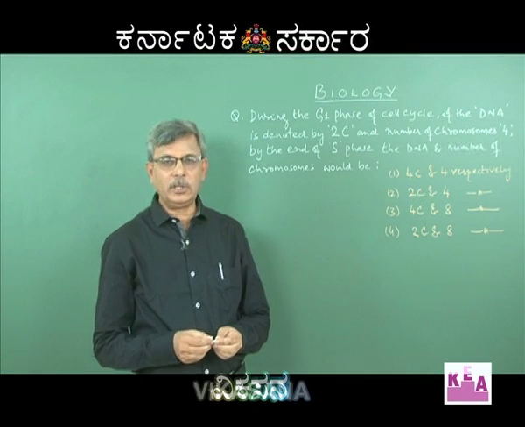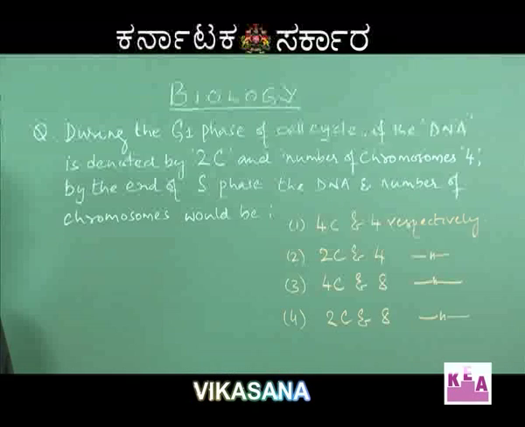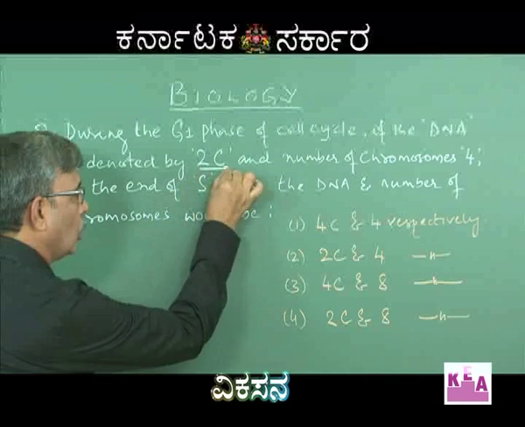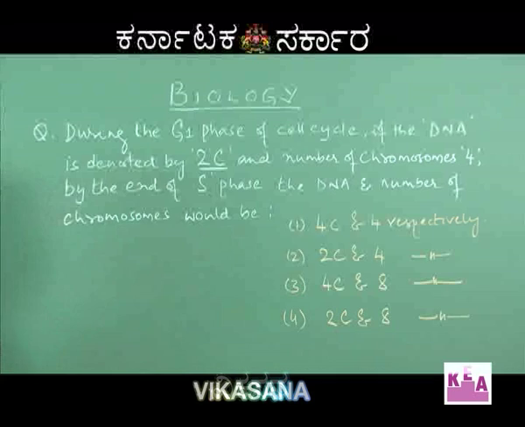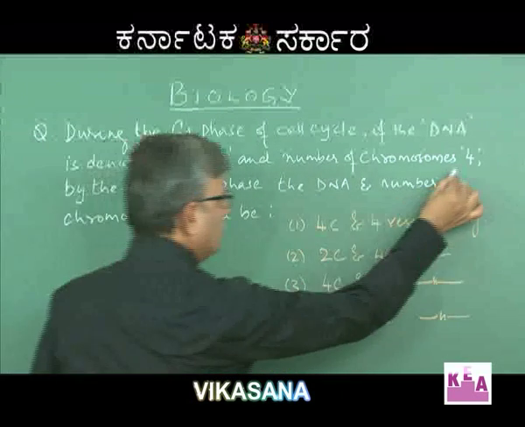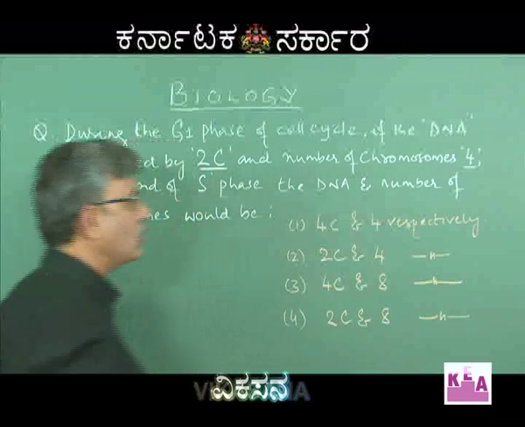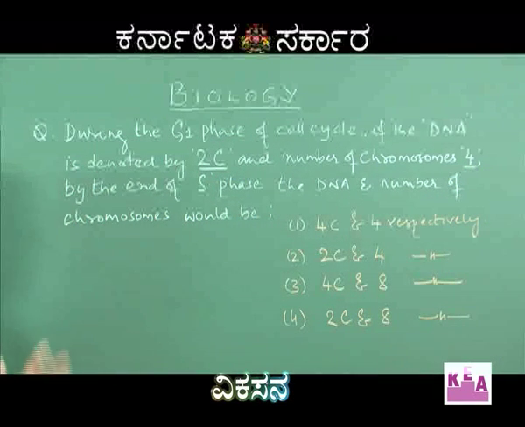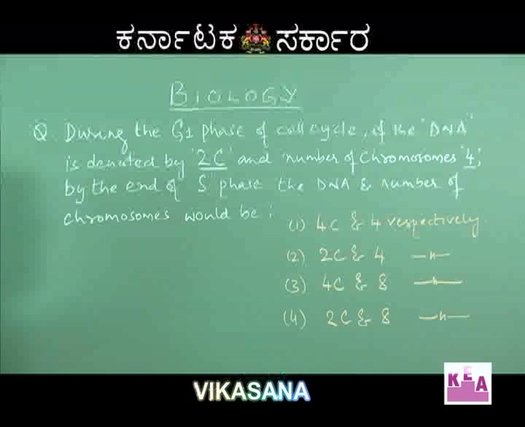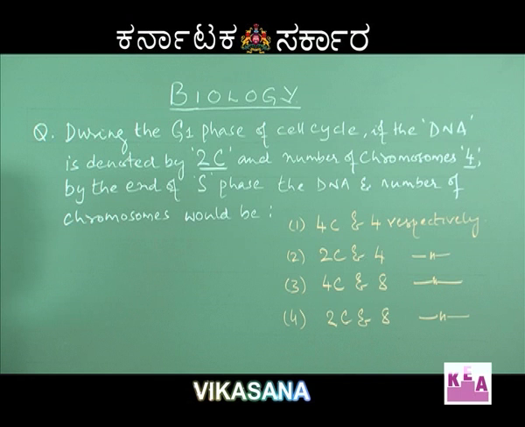So the question is, during G1 phase of cell cycle, if the DNA is denoted by 2C and the number of chromosome 4, note down this, DNA is 2C, number of chromosome is 4, by the end of S phase, the DNA and number of chromosome would be, 4 options are there.